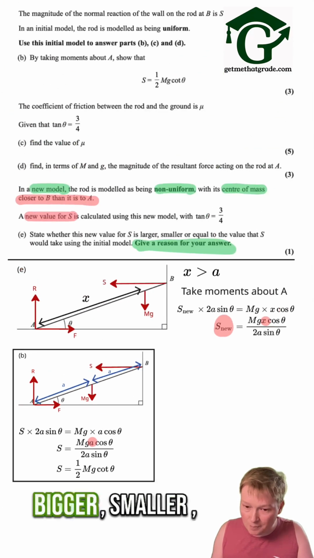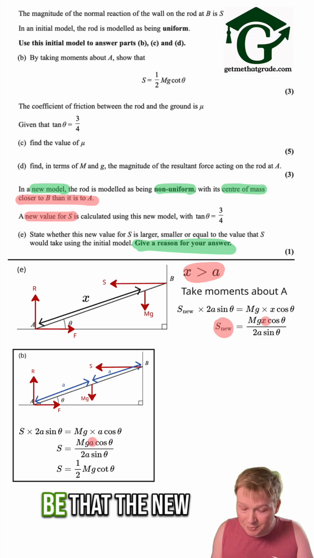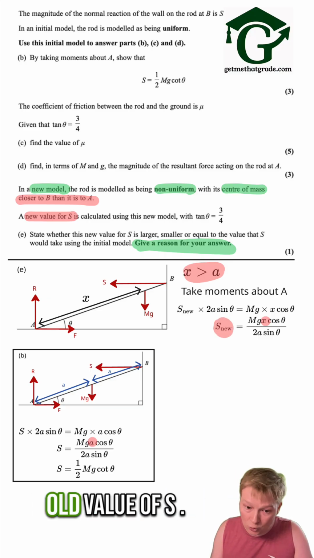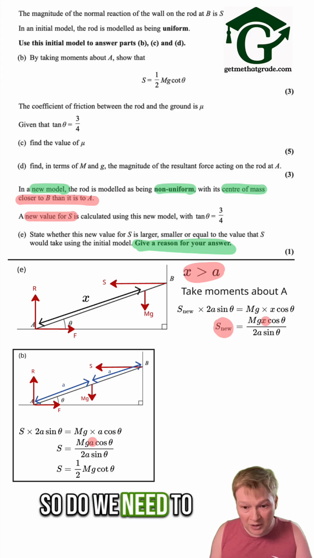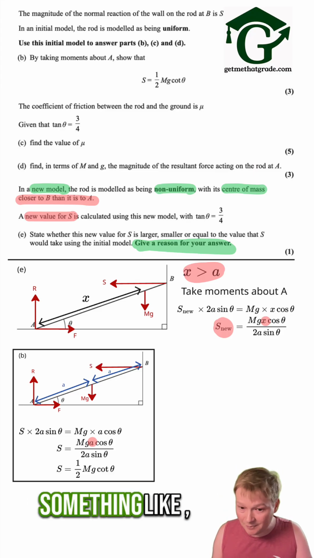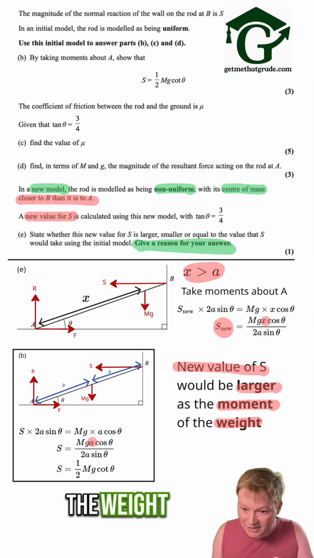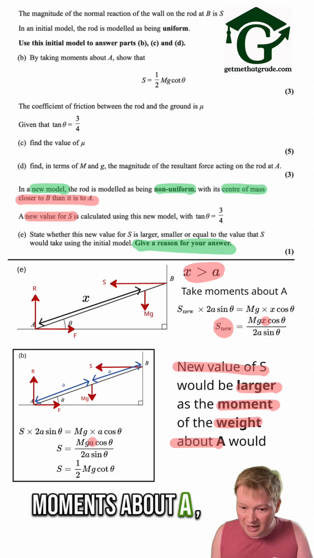So has S got bigger, smaller, or has it stayed the same? Well, x is bigger than a, so it must be that the new value of S is bigger than the old value of S. So, do we need to write down any of those calculations? No. What scores the marks is the following. You need to say something like, the new value of S would be larger as the moment of the weight about A, going to take in moments about A, would be larger.